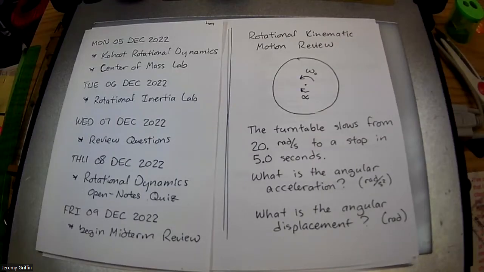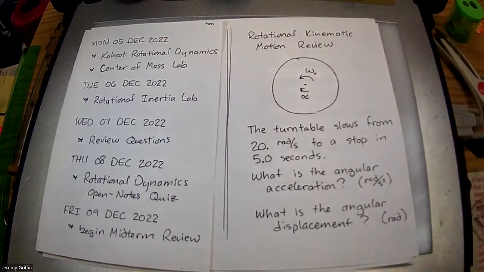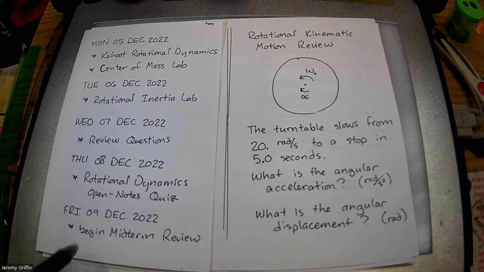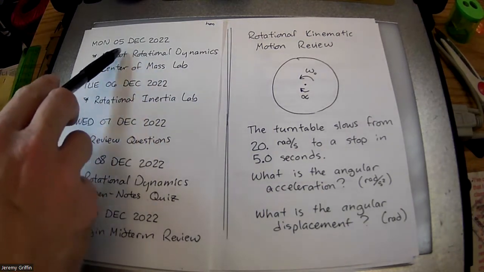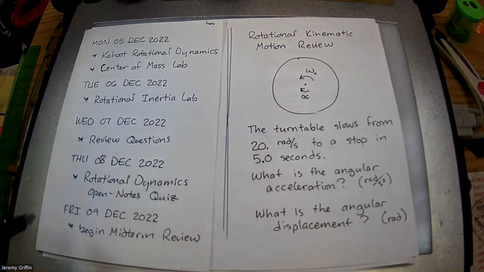Recorded is rolling. It is Monday, December 5th. So I have a few things lined up for you guys today. Got the starter question that involves this turntable. We'll do a center mass activity. I got a Kahoot for you guys. Conceptual questions on rotational dynamics.